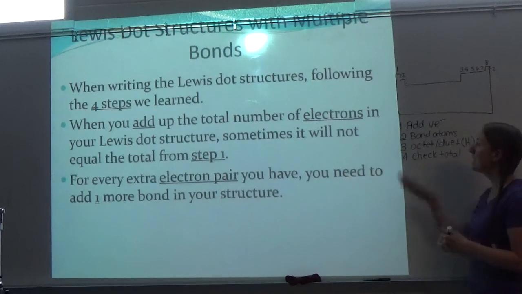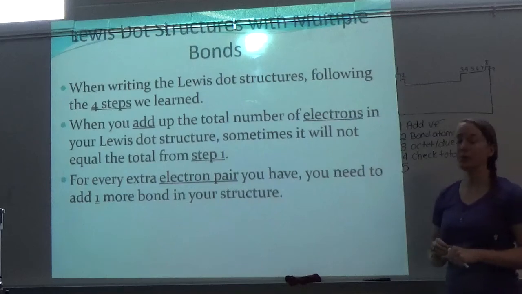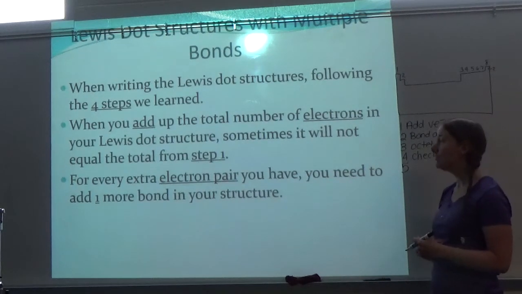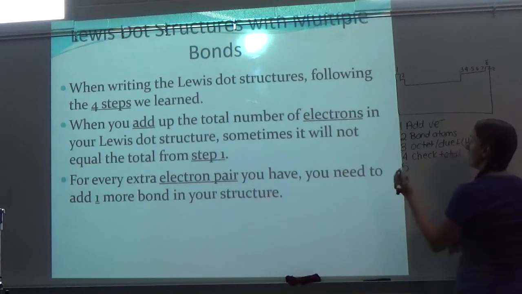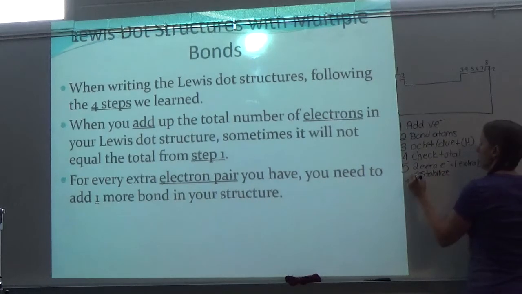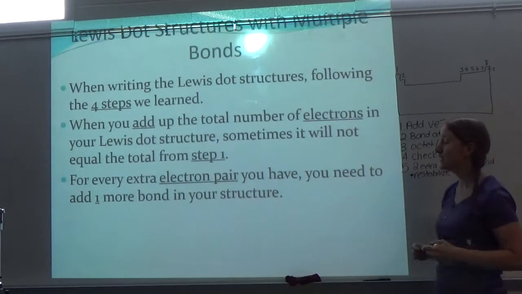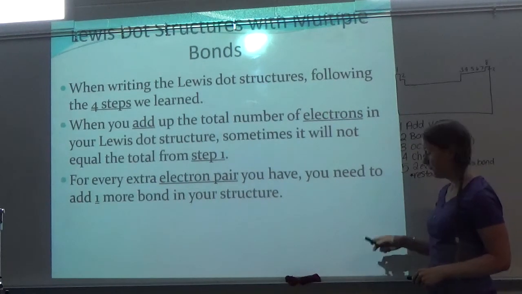But the majority of the time, if you follow step 1 through 4 correctly, when it doesn't work out, it means you need to go to step 5. That means you need a multiple bond. For every extra pair of electrons you have, you need to add one more bond to your structure. Okay, so let's say 2 extra electrons equals 1 extra bond. And then I'm just going to put restabilize, because you have to then make sure everything still has an octet and a duet.